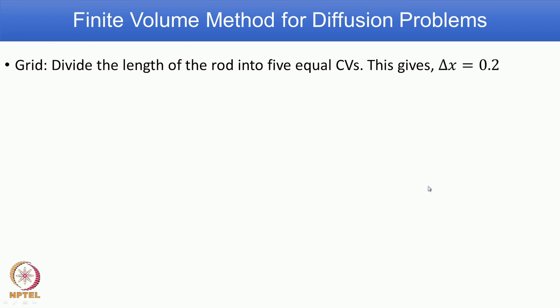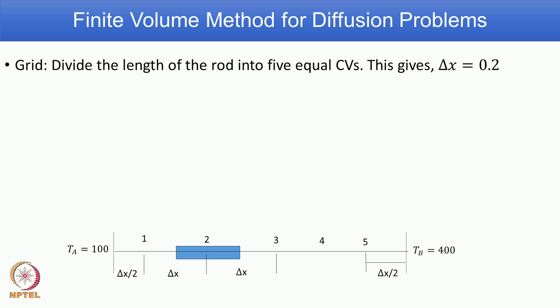Now, we divide the length of the rod into 5 equal control volumes. So, 1 meter divided by 5 will give delta x equal to 0.2, and that is shown here. This is the left boundary, T_A = 100, and this is the right boundary, T_B = 400, and we define 5 equal control volumes or 5 nodes.